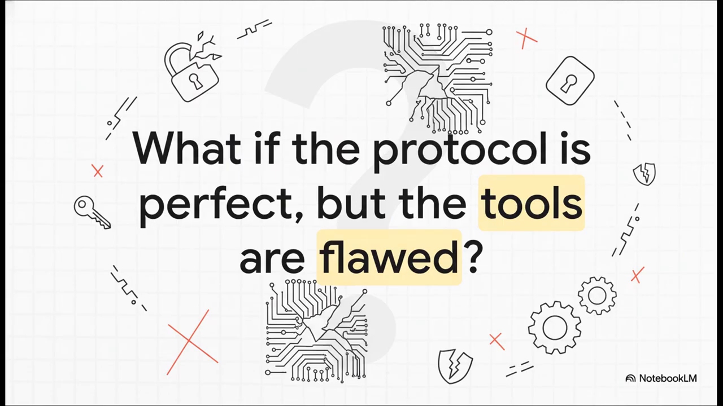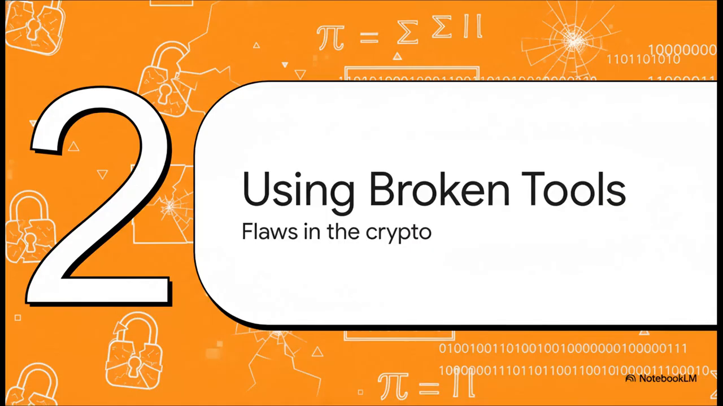So this brings up a really critical question, right? What happens when everyone follows the rules of the protocol perfectly, but the very tools they're using for the conversation, the encryption methods themselves, are just fundamentally broken? And that brings us to our second layer of failure, using broken tools. Here, the problem isn't in the rules of the conversation, but in the actual building blocks, the mathematical tools that are supposed to be scrambling your data.